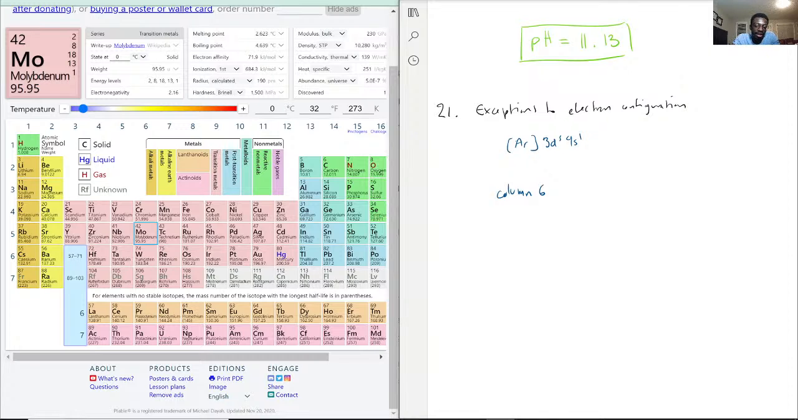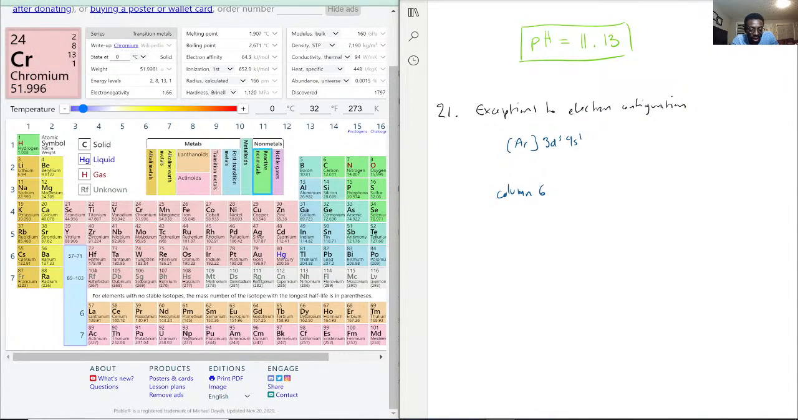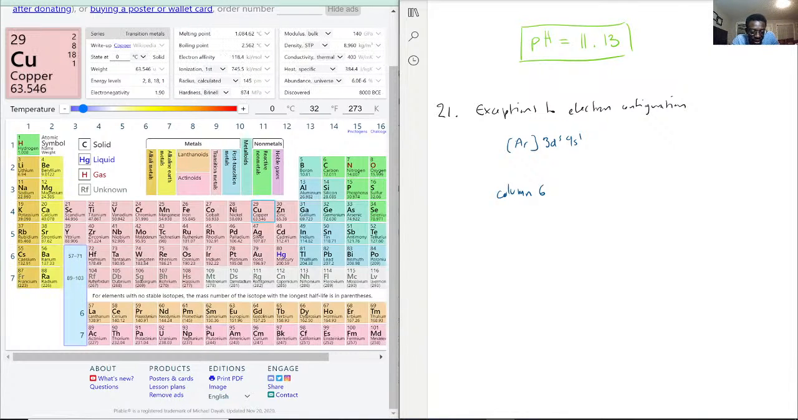And now same thing, you go over to column 11, right? And remember, copper was Ar 3D10 4S1 because of just one change, just to be able to get that shell full. So it'll be column 11. Elements from column 11 as well would be exceptions to electron configuration. Those are the only two that I'm familiar with.